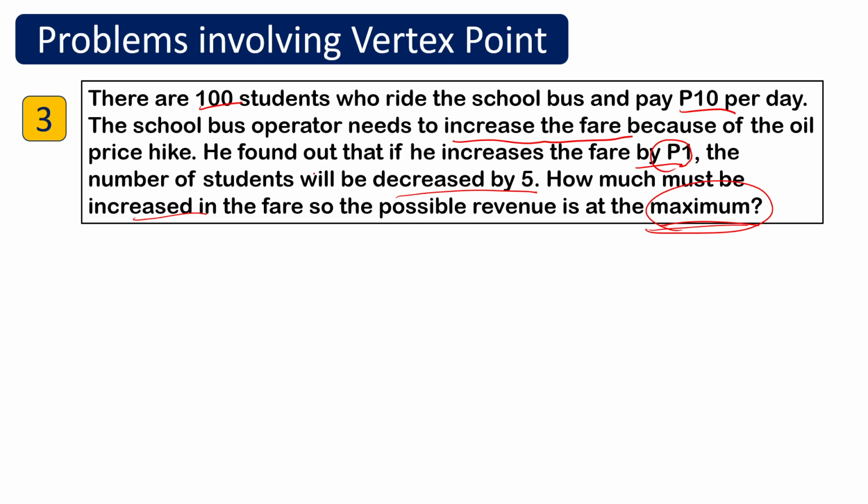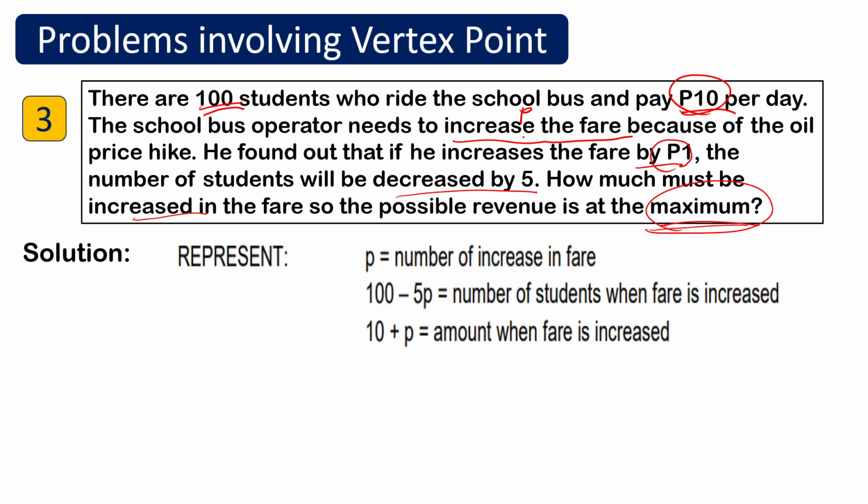The first one here is the increase of fare, which we can represent as p. For the number of students, since the original number is 100, if we increase the fare by 1 peso, there will be a decrease of 5 students. So we can say 100 minus 5p. And for the amount of fare, since the original fare is 10 pesos, it is 10 plus the increase, which is p, so 10 plus p.